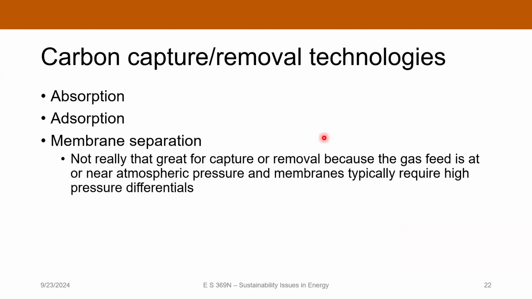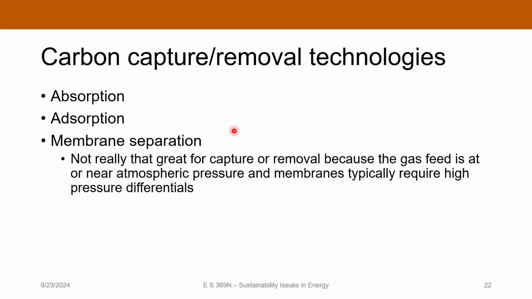All right, so what's in the magic box? How do we actually get the CO2 removed from the flue gas stream? There are really three different technologies that you can use. One of them is absorption, and the other one is adsorption. It's really great that they sound so similar, but they're two different processes. And then the third process is membrane separation.